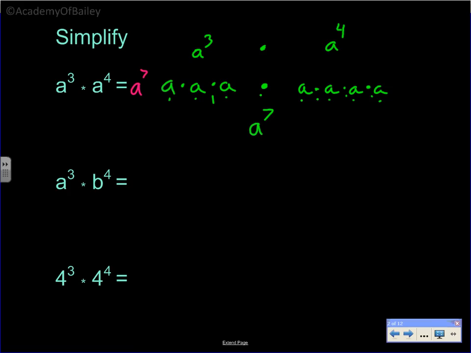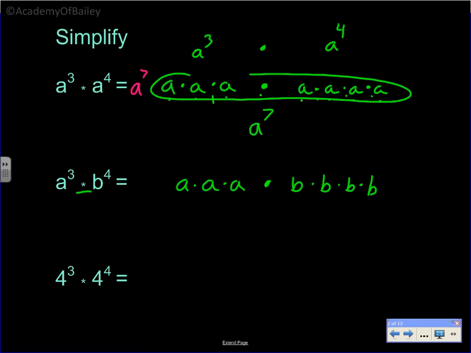If we look here at the next one, a cubed is going to be a times a times a. There's the asterisk, so we're going to put the multiplication sign there. And b to the fourth is b times b times b times b. There we go. And if we notice here, up here at the previous one, they were all a's. But this one here that we're working on now, they're not all a's. We just have a cubed times b to the fourth.